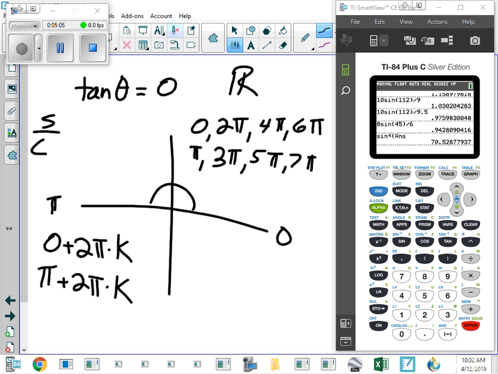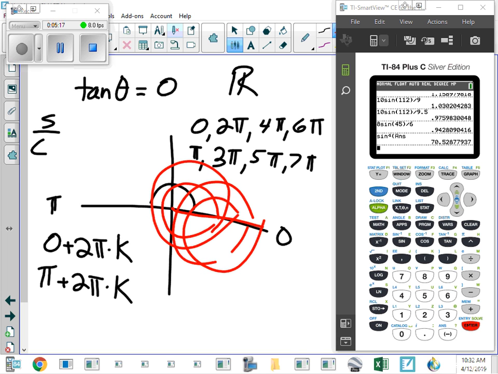Does anybody not understand what those mean? So it says the answer is 0 plus any full rotation or minus any full rotation. That's where the 2 pi k comes in. But since these are half a rotation from each other, you could really just say 0 plus pi k, and that would be your answer. No, pi k, because pi over 2 is a quarter rotation. Pi is a half rotation.